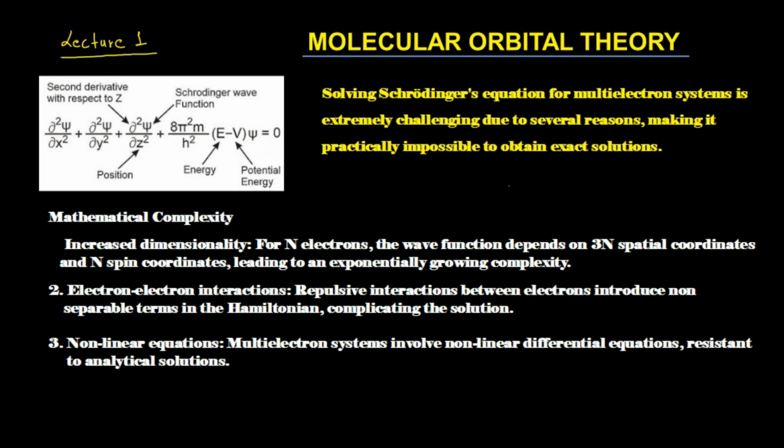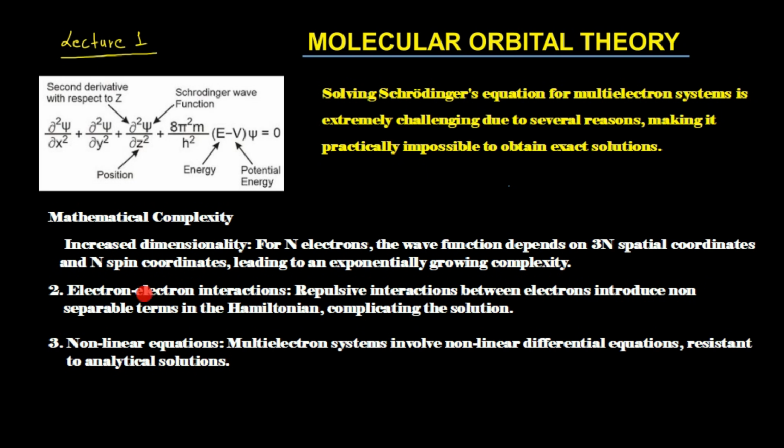So here is some of the complexity. If you want, you can remember this. When you increase the dimensionality, that means when the number of electrons increases and a polyelectron system occurs, the wave function depends on the 3n spatial coordinates, right? Here, 3 coordinates x, y, and z are there for only one electron, but when you have an n electron system, the wave function will depend on the 3n spatial coordinates and n spin coordinates as well, which leads to an exponentially growing complexity mathematically. So we cannot solve this wave equation for a complex system.